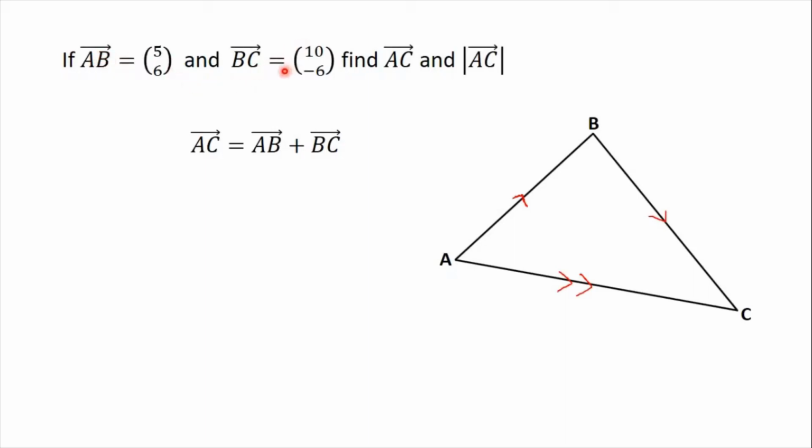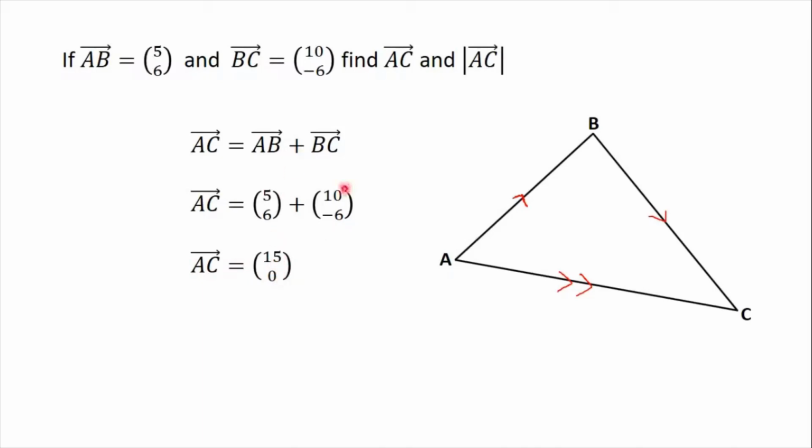And BC. So we can replace AB with 5, 6 and BC with 10, negative 6 in order to find vector AC. AB is 5, 6. BC is 10, negative 6. From the addition of vectors, we will have 5 plus 10, which is 15, and 6 plus minus 6, which is 0. So vector AC is 15, 0.